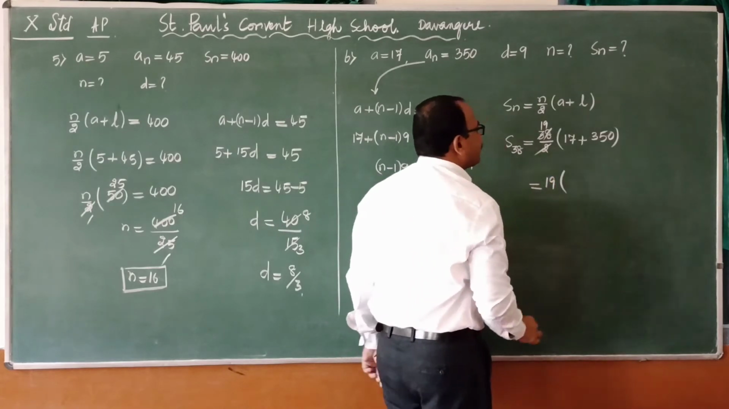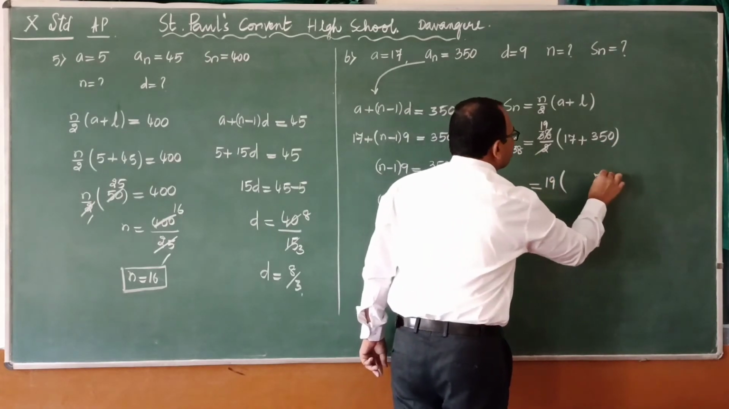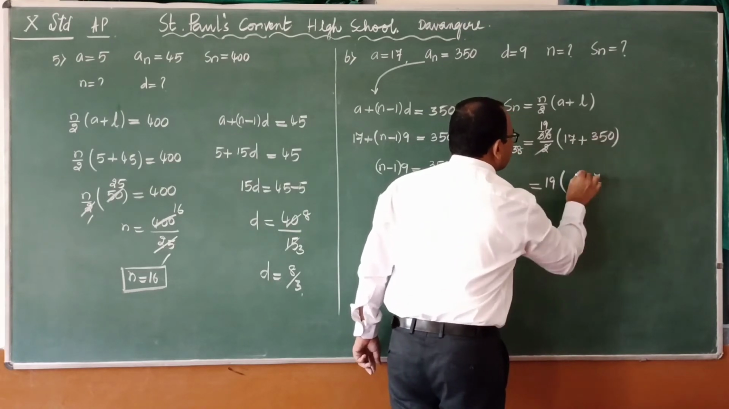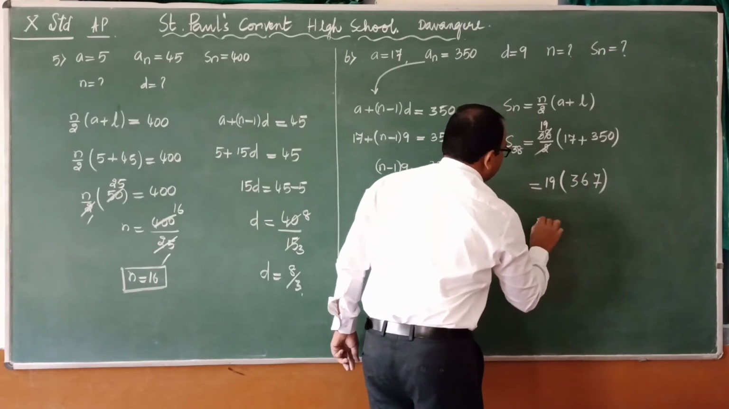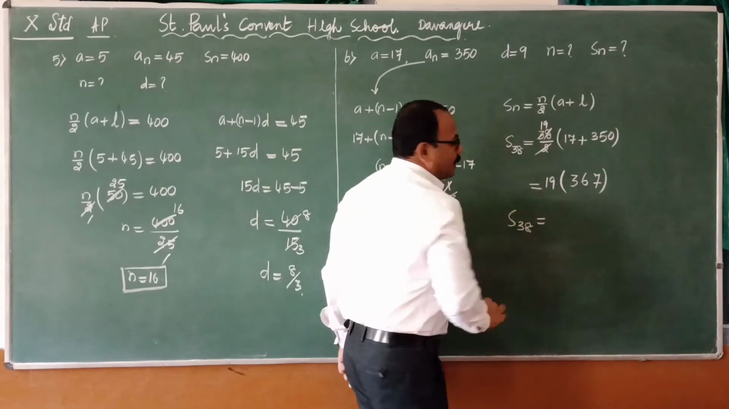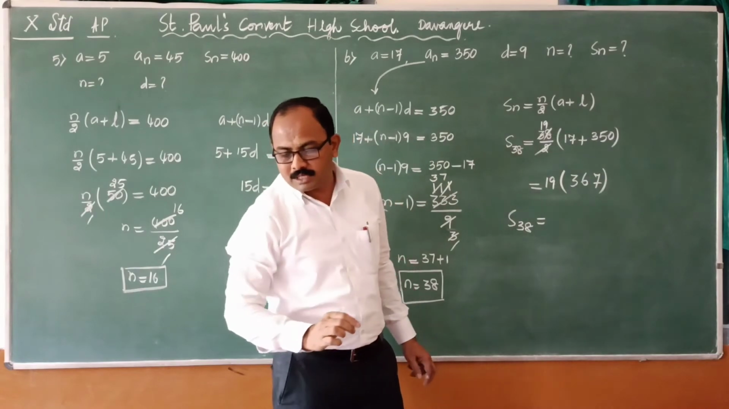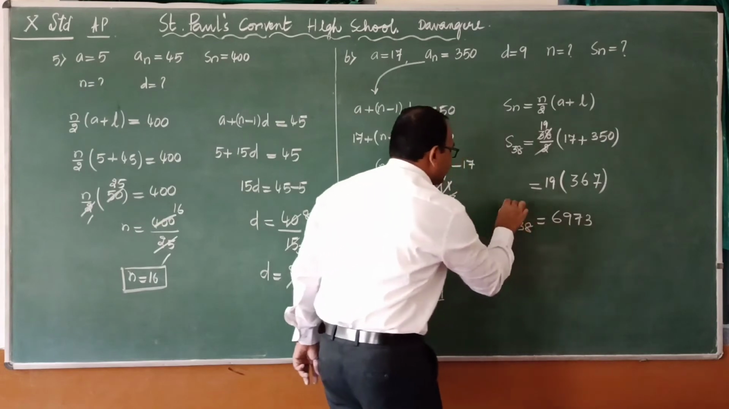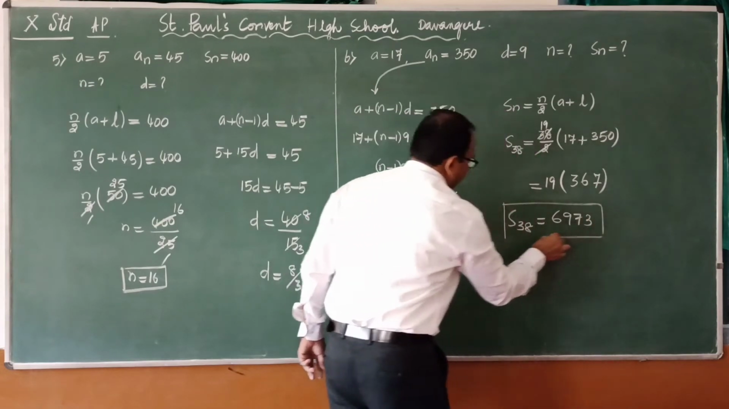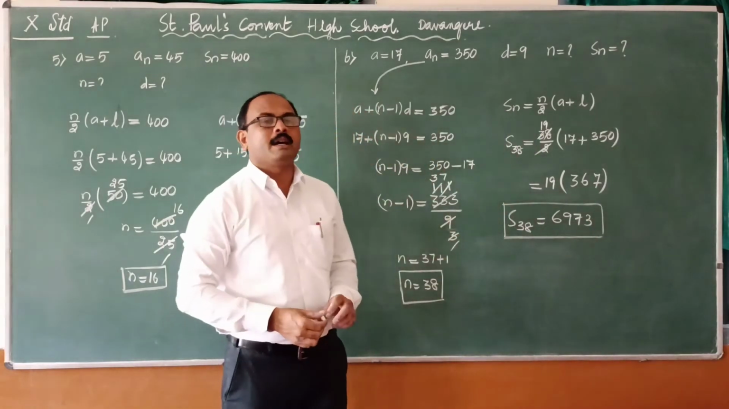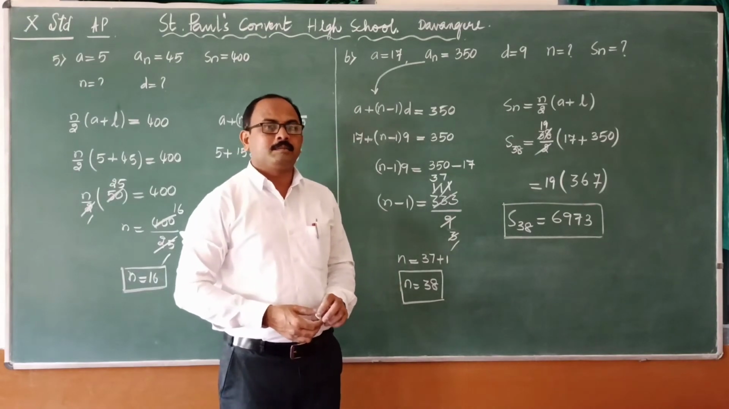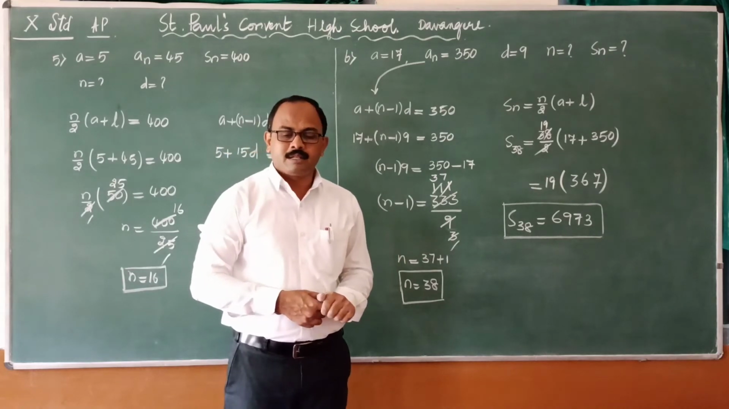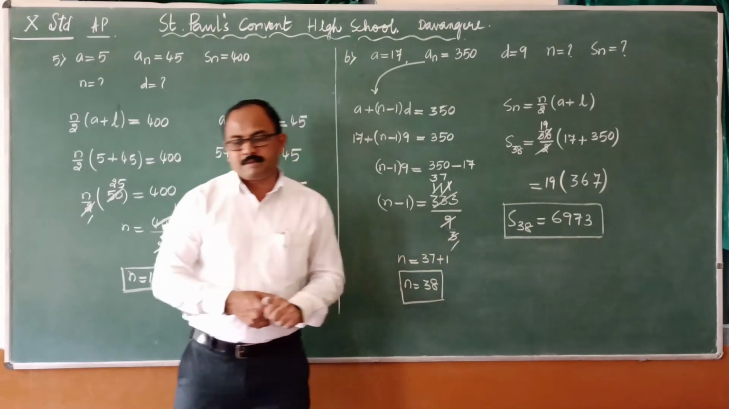17 plus 350 is 367. Now 19 into 367: slowly multiply and find the value, children, which comes to 6973. 6973 comes as the answer, children. Slowly do the multiplication and write the answer. So this is how sums are to be calculated, children. Let's look at the next sum.